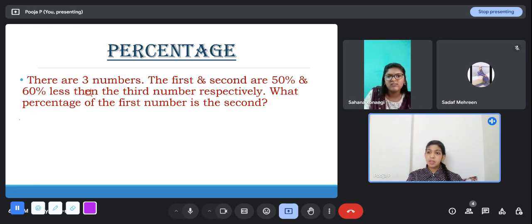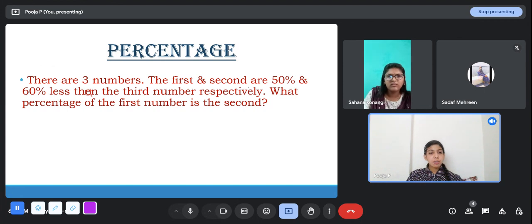So they have given you three numbers, and let's assume that the third number is 100. You just need a value so you can get a complete number. Otherwise, you will get everything in terms of x. Even if you take it as x, you can cancel it. Let's try with 100. Let's see what happens. Let's put the value of x as 100.